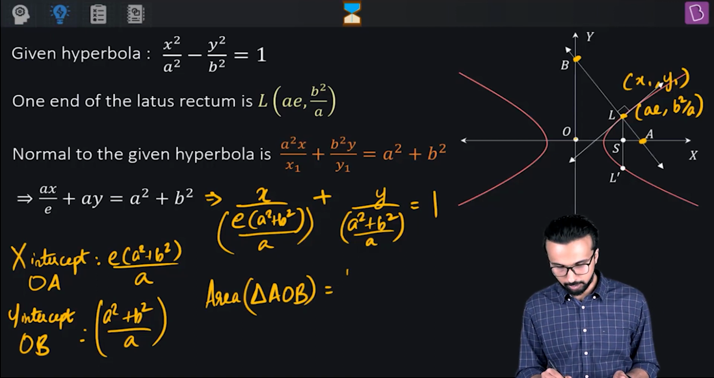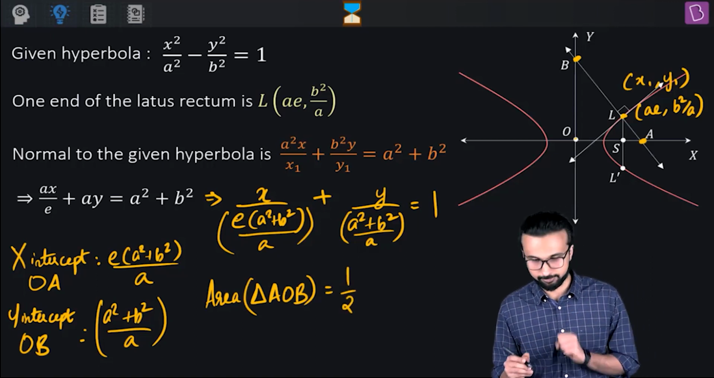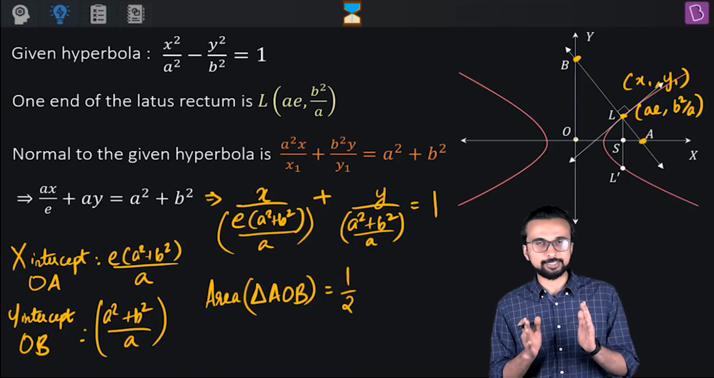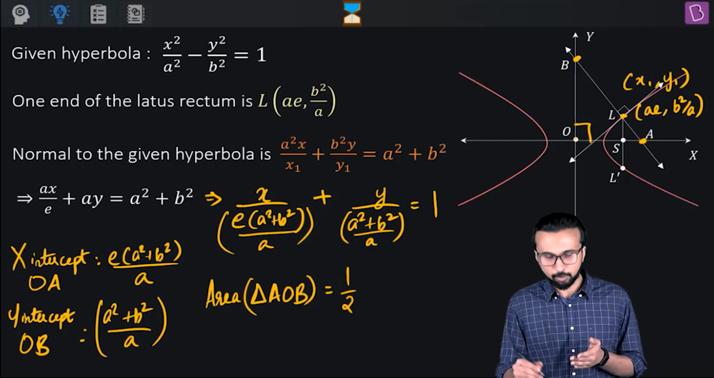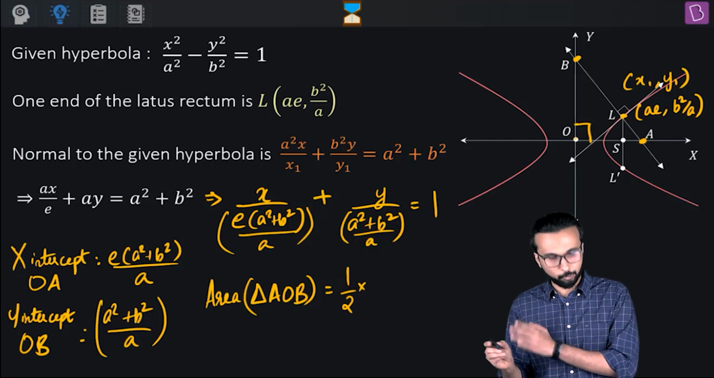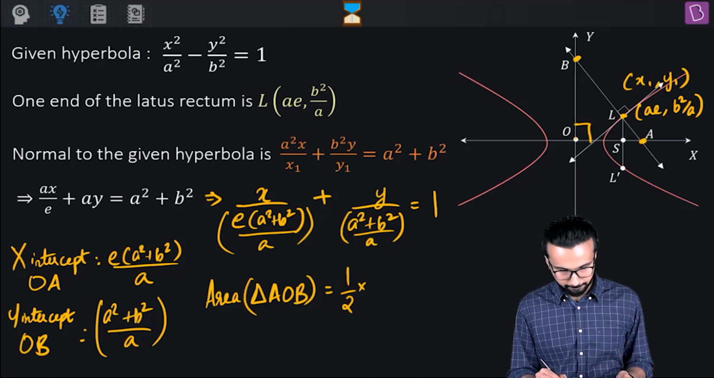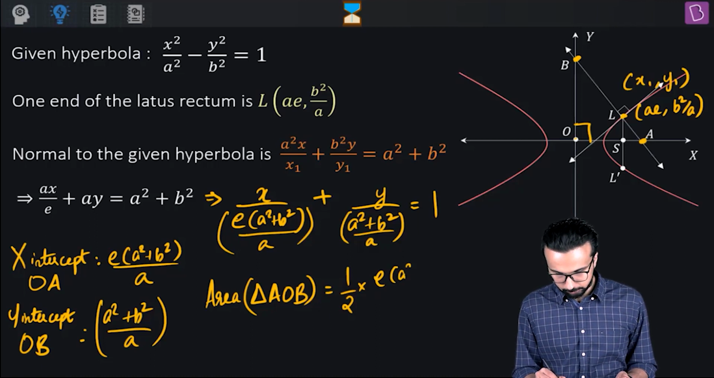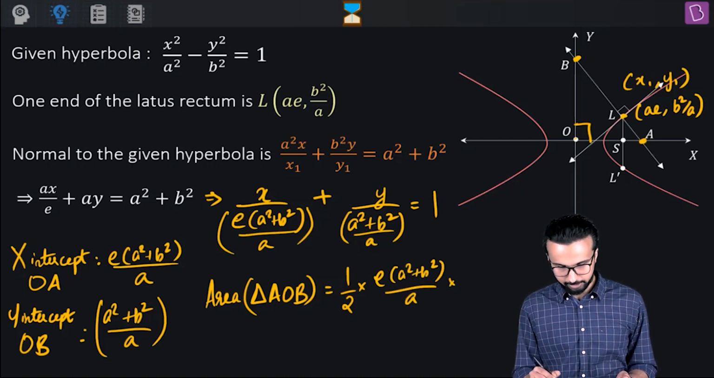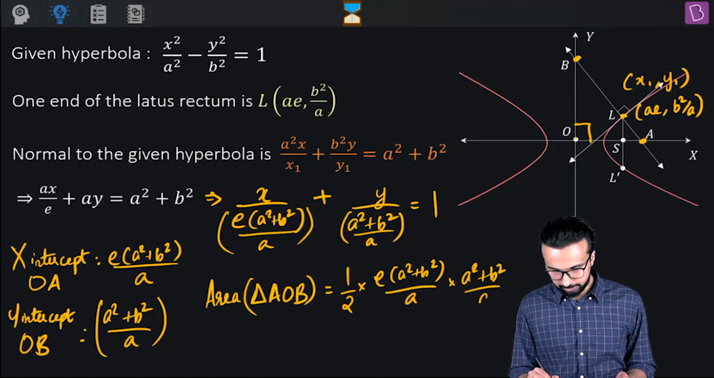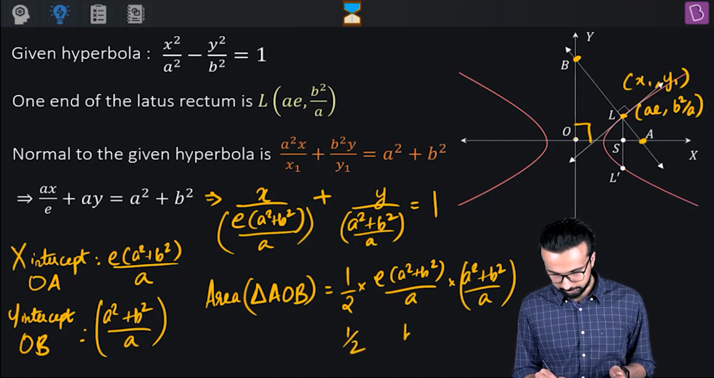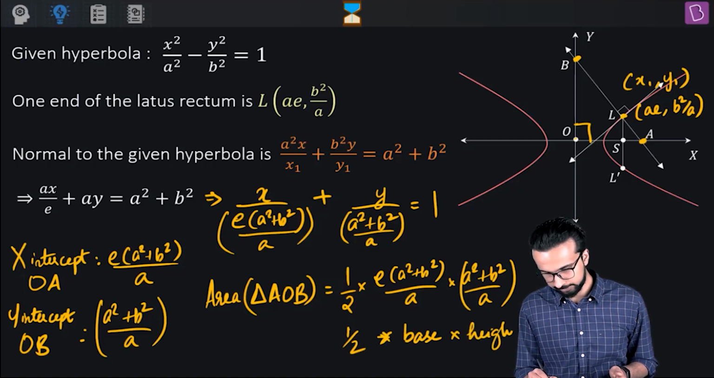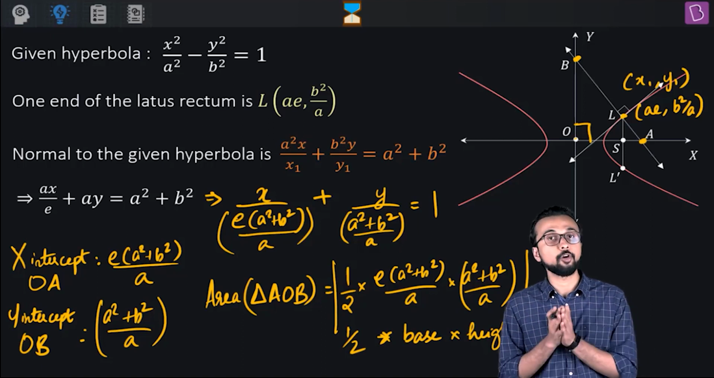Okay, this will be equal to half into base into height. Now, this triangle AOB, as you can see, is a right angle triangle. So directly, OA is the base, OB is the height. Half into OA into OB is what I'm looking at. OA into OB would be e into a square plus b square divided by a, into a square plus b square divided by a for OB. So this is half into base into height. Alright, so this is what I get for the area.